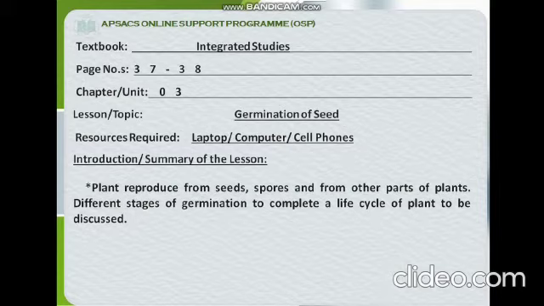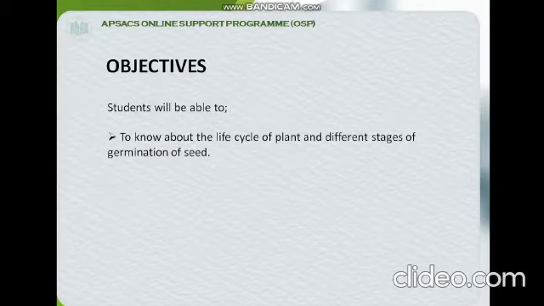Introduction of the lesson. Plants reproduce from seeds, spores, and from other parts of plants. Different stages of germination to complete the life cycle of a plant will be discussed. Objectives: Students will be able to know about the life cycle of a plant and the different stages of germination of a seed.